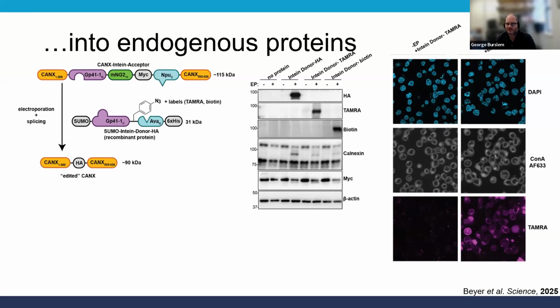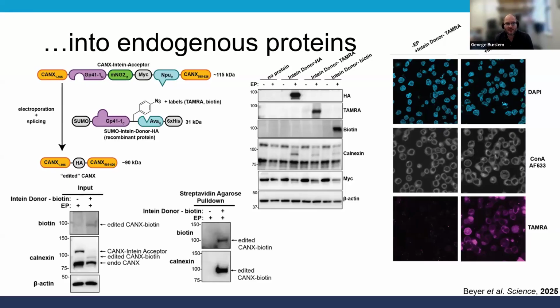You only see it when you deliver by electroporation. You only see it when you have the acceptor cells, et cetera, et cetera. We can now do imaging of endogenous proteins by confocal microscopy without the use of any antibodies, or actually without the use of any fixatives or permeabilization of these cells. We can also do pull downs using the biotin of the endogenously labeled protein.